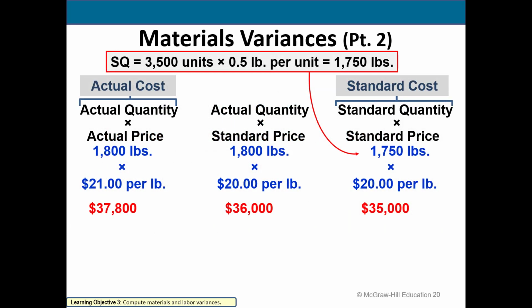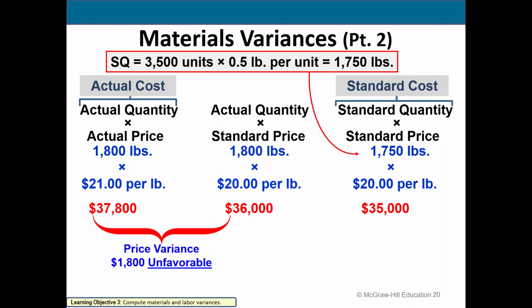So here are the variances. The total actual price paid was $37,800. So they paid $21 per pound. They should have paid $20. So therefore, they will have an unfavorable price variance.